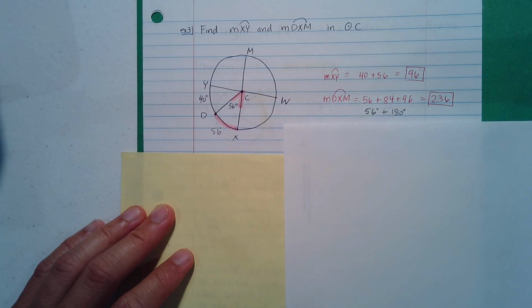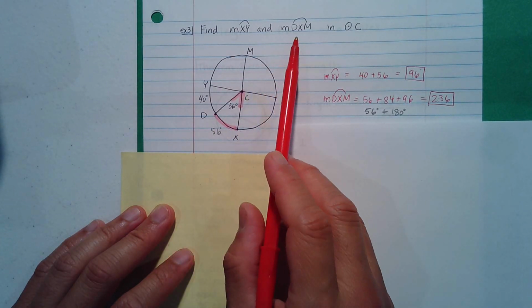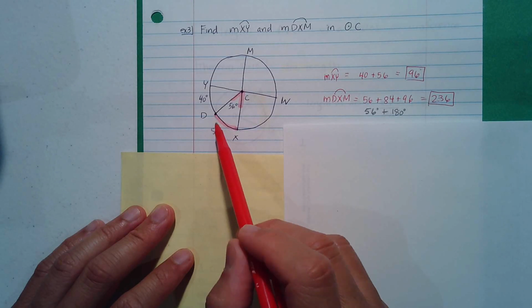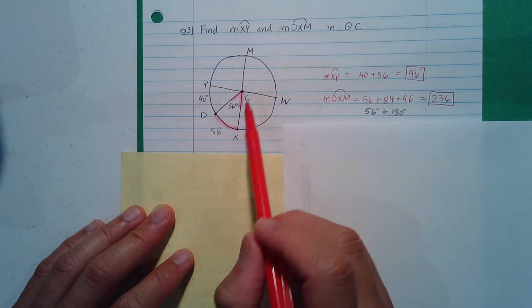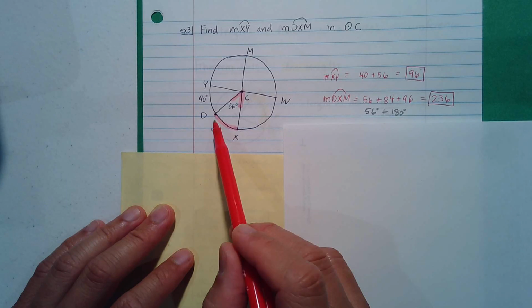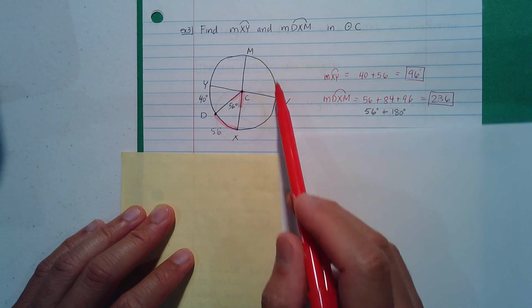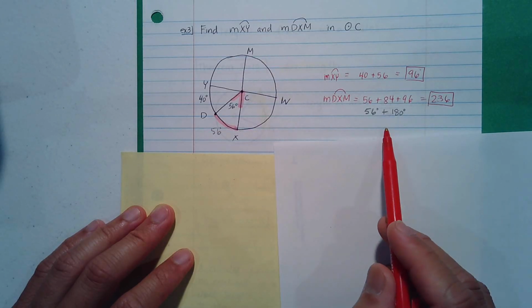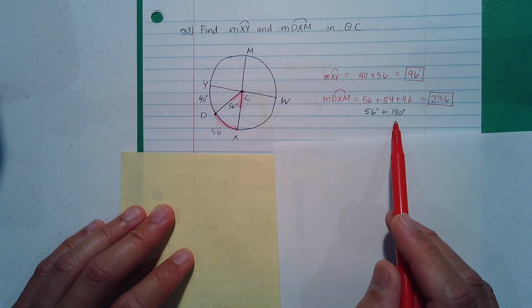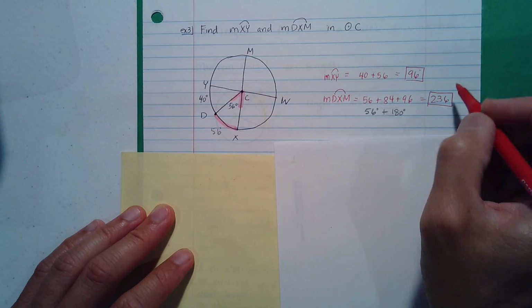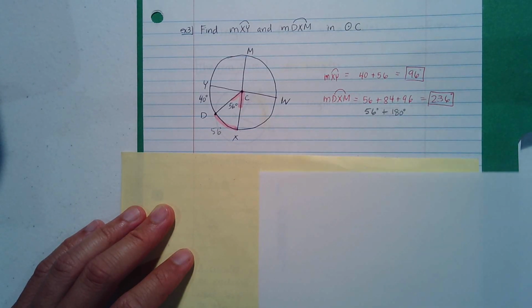So the measure of arc DXM, well, we know DX is 56 degrees. Arc XM, that's a semicircle, so that's 180. So 56 plus 180 is 236 degrees.